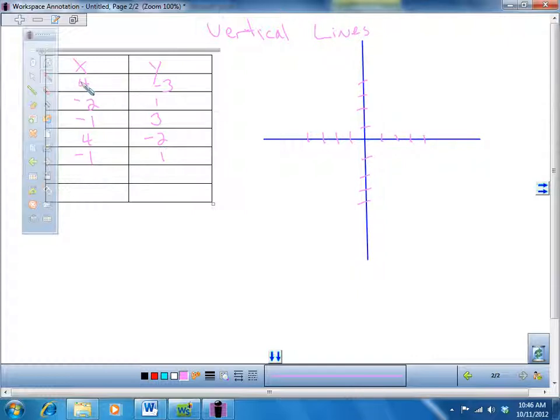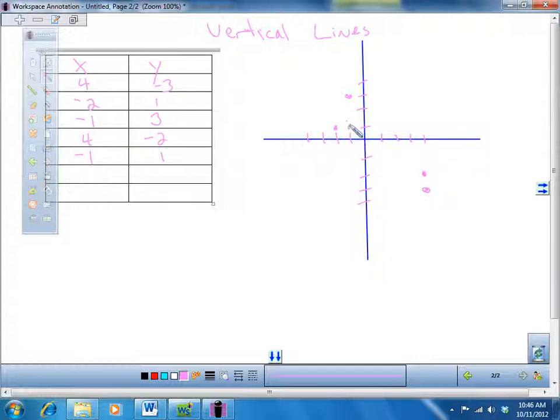And what you do with the vertical line test is first you plot the points. 4, negative 3, over 4, down 3. That's right there. That's negative 2, comma 1. That's right there. Negative 1, 3. That's up here. That, 4, negative 2. Wait, did I do something wrong? Yeah, I did negative 2, 1 wrong. That'd be negative 2, 1. And then what's this one? That's 4, negative 2, right? And then I have negative 1, 1.